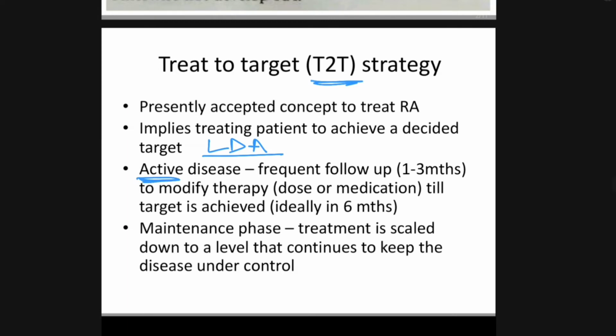When the patient is in active disease, you have to follow him up frequently, within 1 to 3 month intervals, so that you are able to modify the therapy, either the dose or the frequency of the medication, until your target is achieved, which should ideally be achieved in 6 months. Then you switch from the active phase to the maintenance phase. In this, the treatment is scaled down to a level that continues to keep the disease under control, and then the number of drugs is decreased.